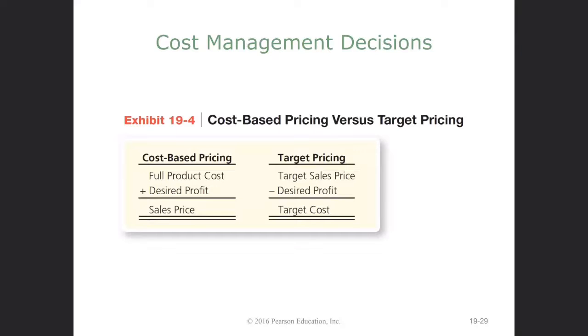So we're going to look at some comparisons here. For cost-based pricing, we have the full product cost plus whatever our desired profit is. So we desire this amount of profit, plus we're going to add in how much it costs us to make the product, and that equals the sales price of the product. For target pricing, you have your target sales price, what we want the sales price to be, minus our desired profit gives us our target cost.